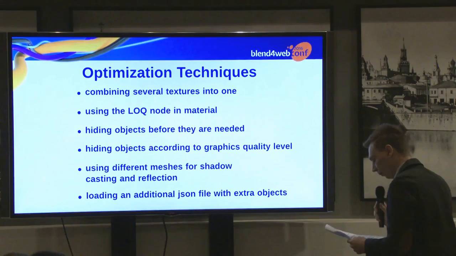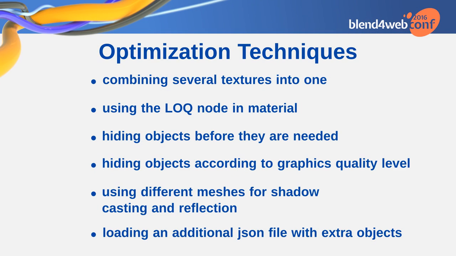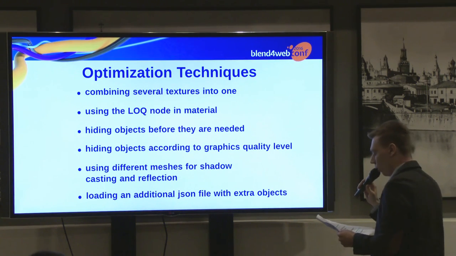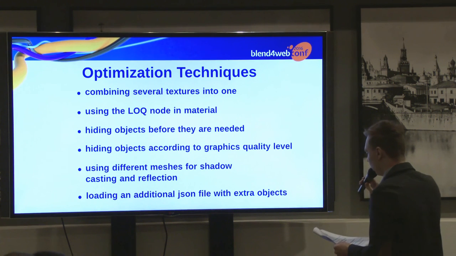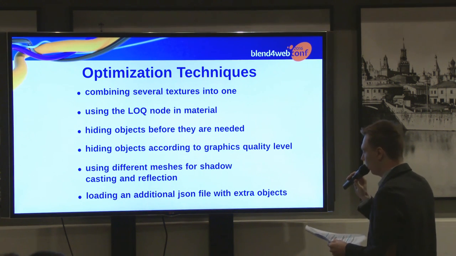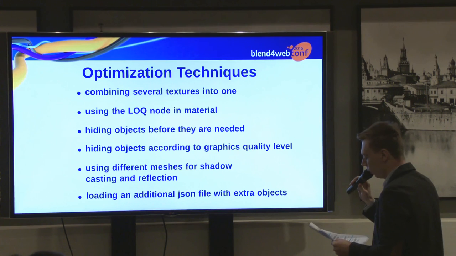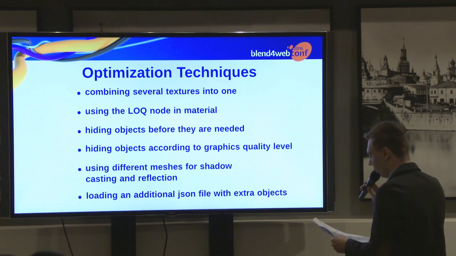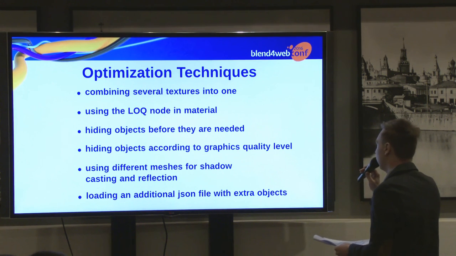Next, please. In the next section, we will talk about optimization tricks and techniques. So here you can see a list of the techniques that we use to optimize this scene, and the first is combining several textures into one. To minimize the amount of textures in this scene, we combine some of the textures into one image using RGBA layers, and then color them directly in the material.